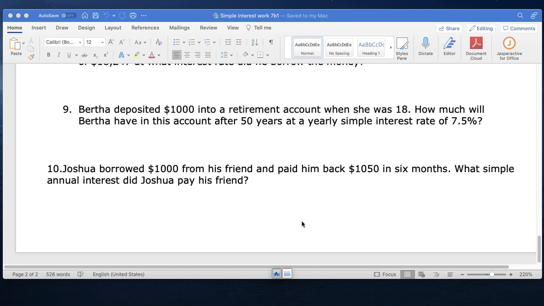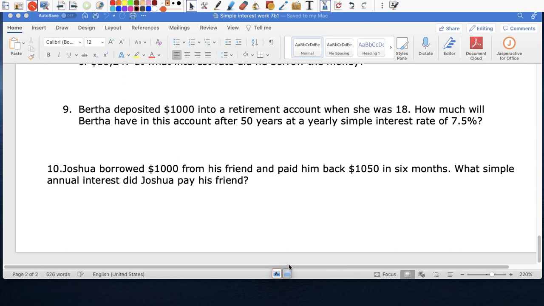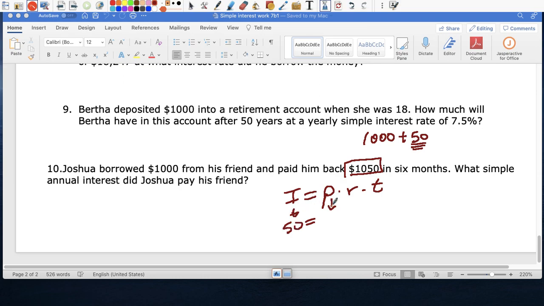Joshua borrowed $1,000 from his friend and paid him back $1,050 in 6 months. What simple annual interest rate did he pay his friend? All right. So he paid back $1,050 to his friend, which means he paid the $1,000 that he initially borrowed plus $50 in interest. So his friend made $50. That's the interest. The principal is the $1,000 that he borrowed initially. Interest rate, we don't know. And the time was 6 months, 6 over 12, or a half, or 0.5, whichever one you want.